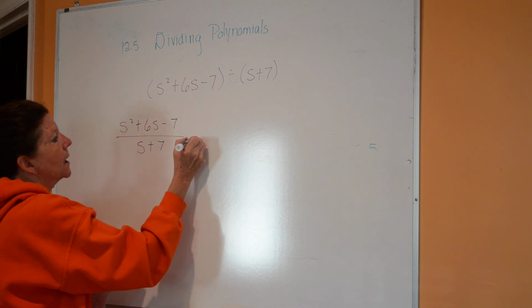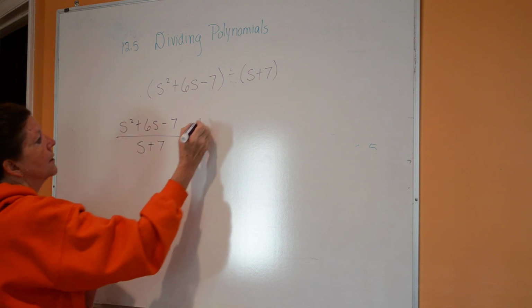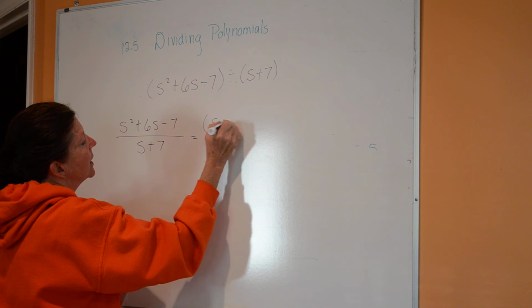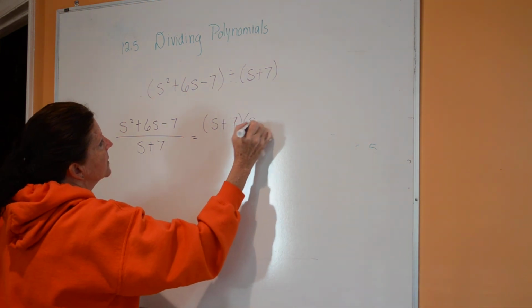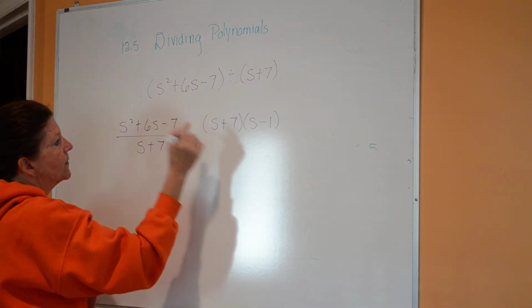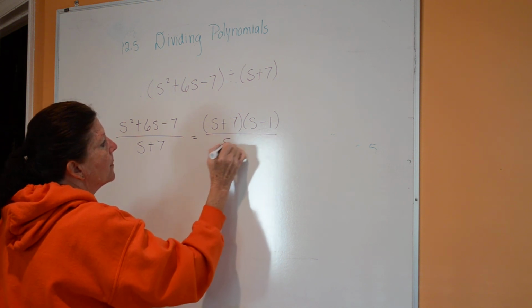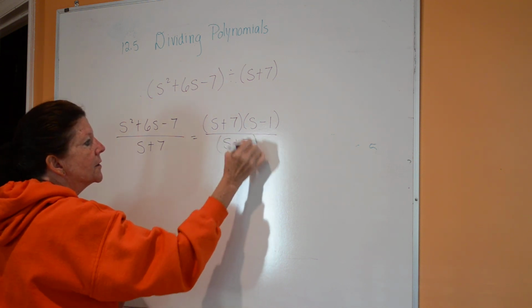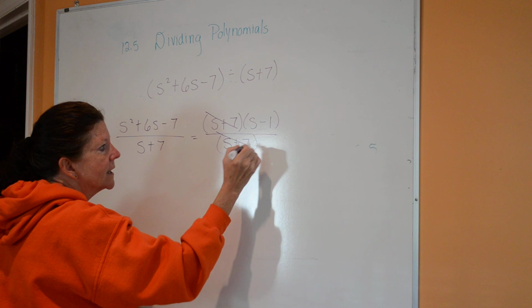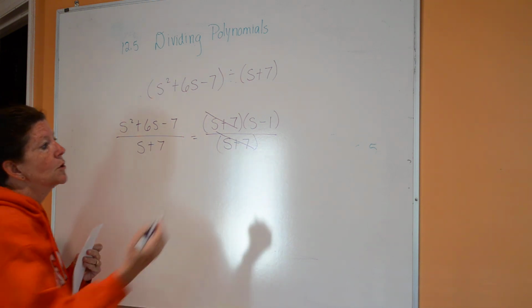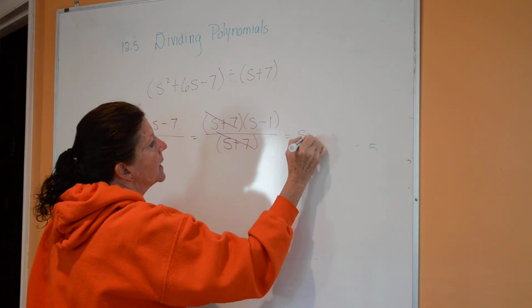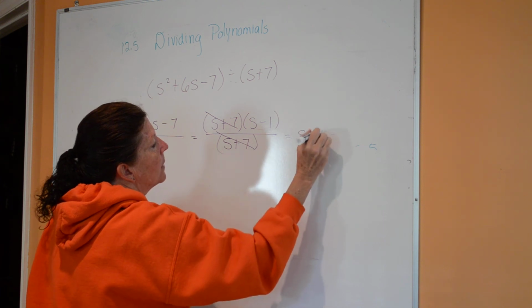So the very first thing I'm going to do here is factor. So I have s plus 7 and s minus 1. That's what this factors into. On the bottom I have s plus 7. So you can see that the s plus 7 over the s plus 7 is equal to 1. So my final answer is s minus 1.